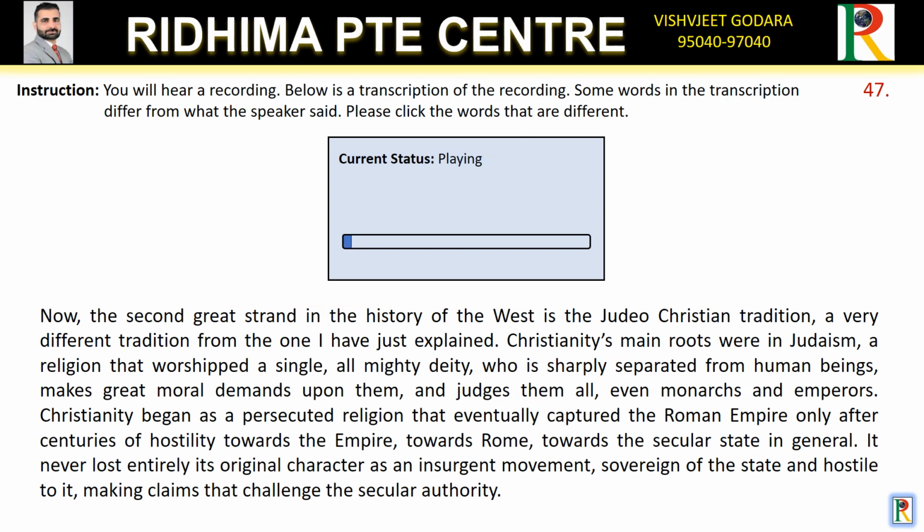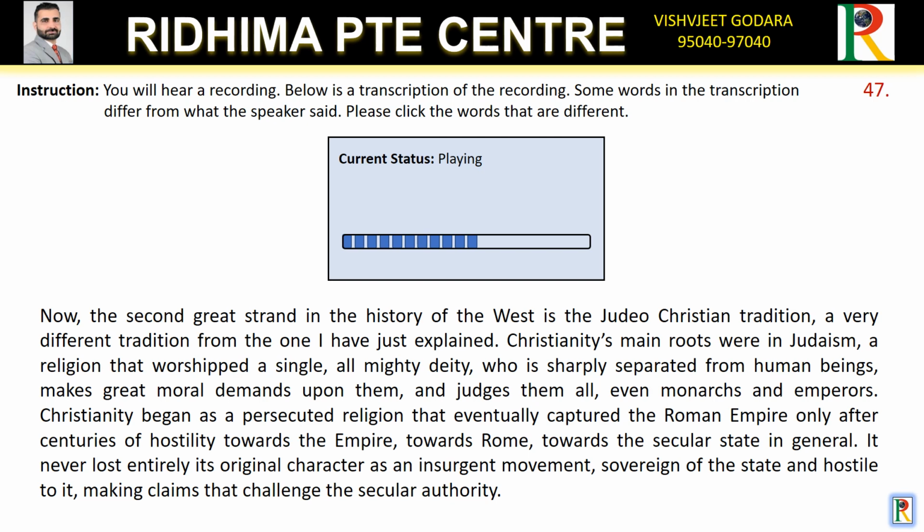Now, the second great strand in the history of the West is the Judeo-Christian tradition, a very different tradition from the one I've just described. Christianity's main roots were in Judaism, a religion that worshipped a single, all-powerful deity who is sharply separated from human beings, makes great moral demands upon them, and judges them all, even kings and emperors.